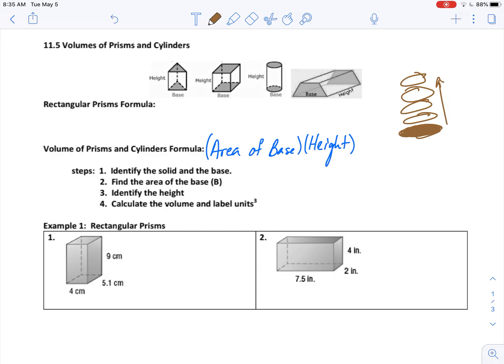And it doesn't matter, my stack of cookies could be all sorts of leaning over or mismatched or not perfectly aligned, but I'm still going to have the same exact volume or the same exact number of cookies.